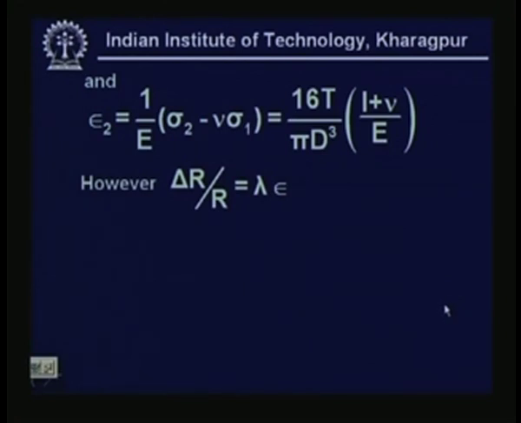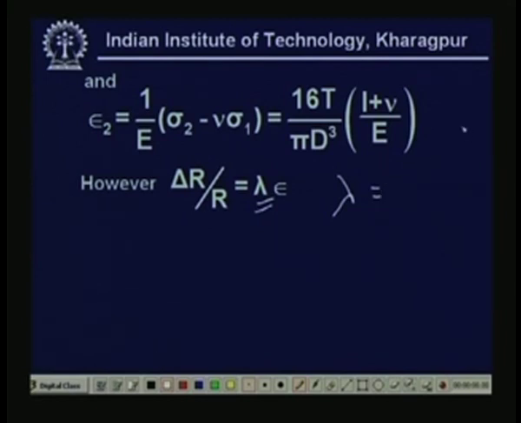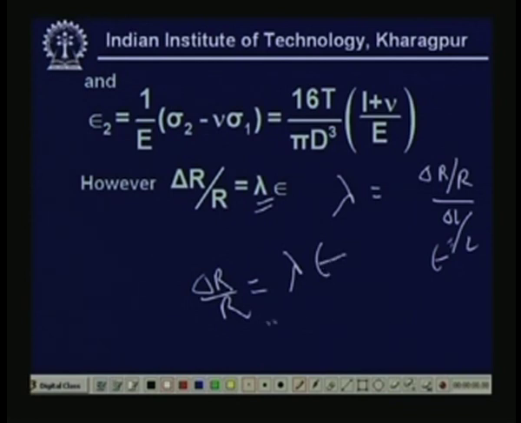However, delta R by R is the change of resistance. As you know from the definition of the gauge factor, lambda is actually defined as delta R by R divided by delta L by L. We have seen this thing, right. So, this is epsilon, so I can write that delta R by R equal to lambda into epsilon, is it not.